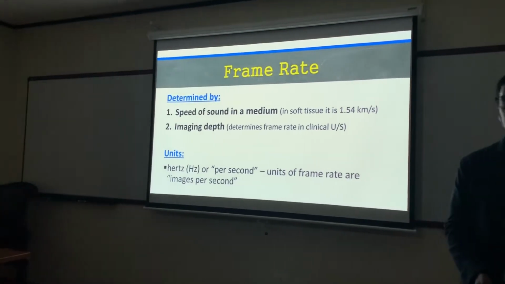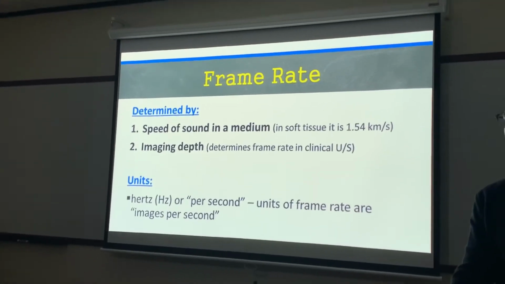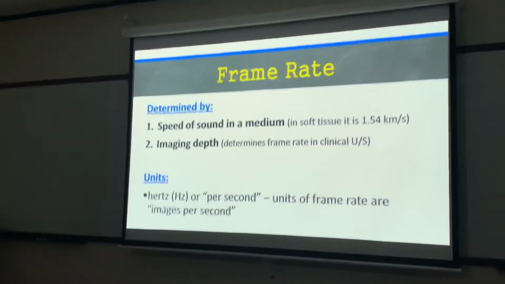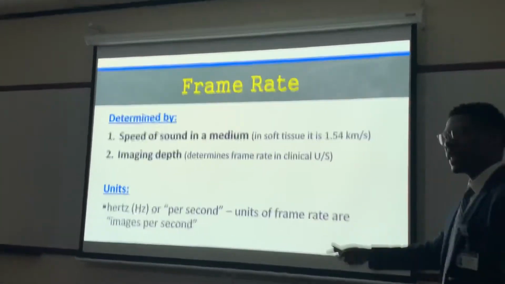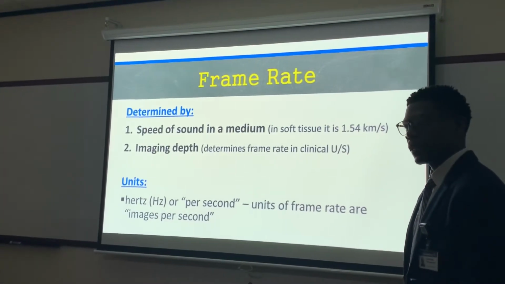number of cycles. Remember I said you need an event and you need a duration. Okay? So frequency is the number of cycles per second. Frame rate is the number of images per second.